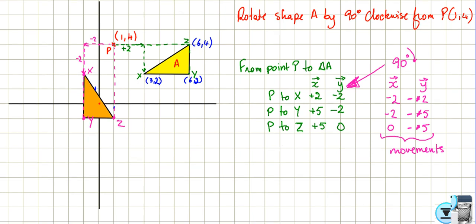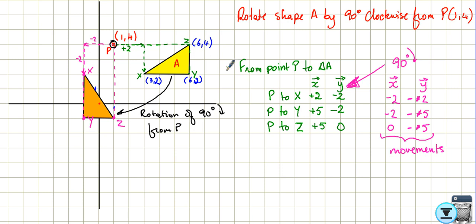XYZ. So this shape has been rotated by 90 degrees from point P. Alright, this is the rotation, okay? A rotation of 90 degrees clockwise from point P. Okay, so this is the work which we had to do, okay?